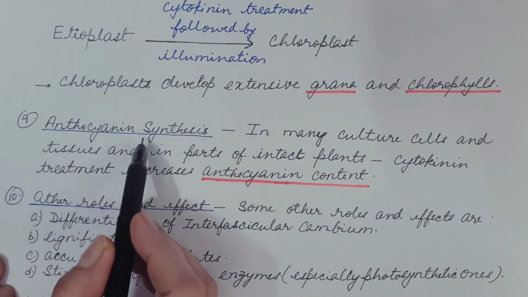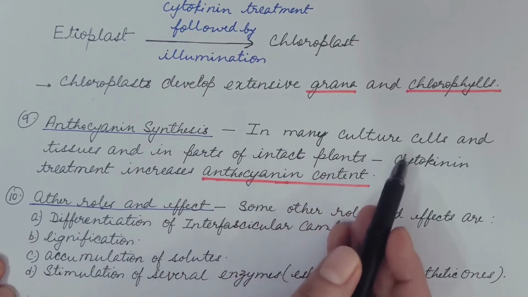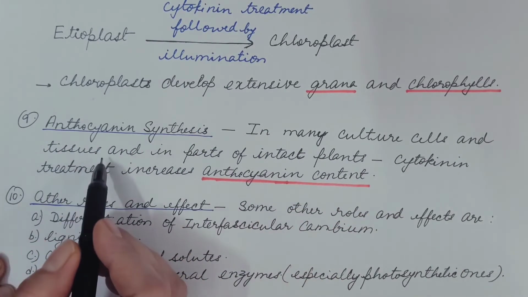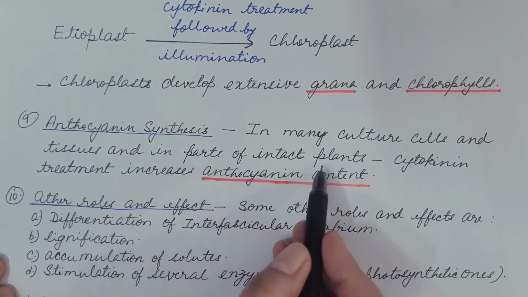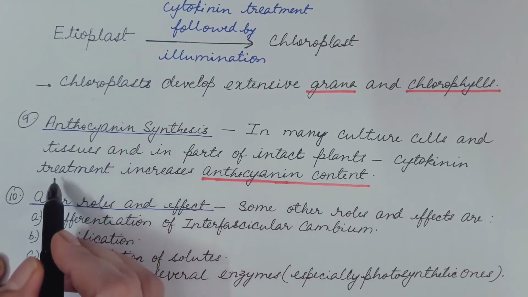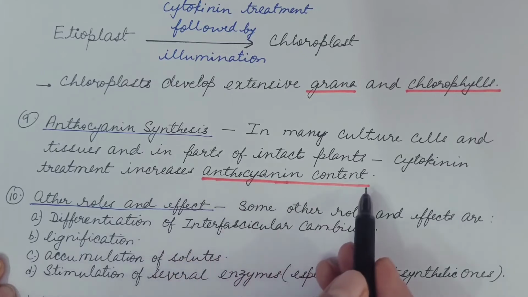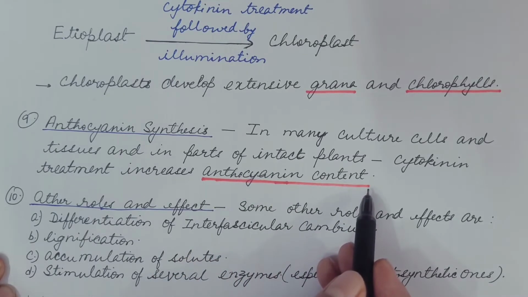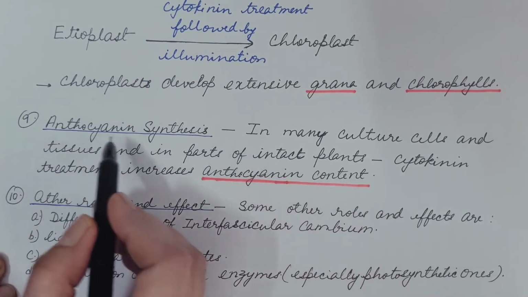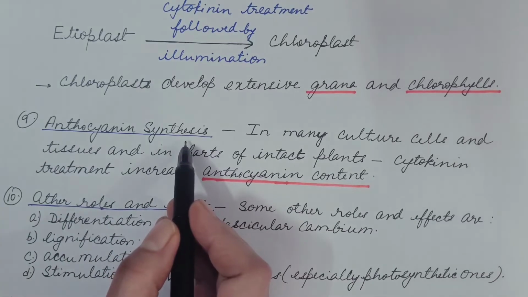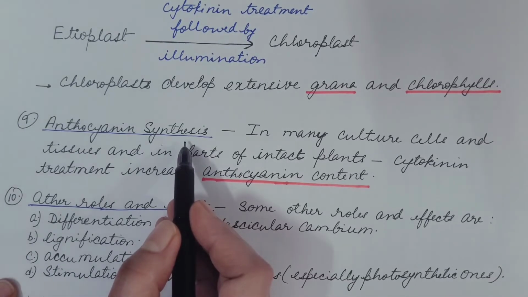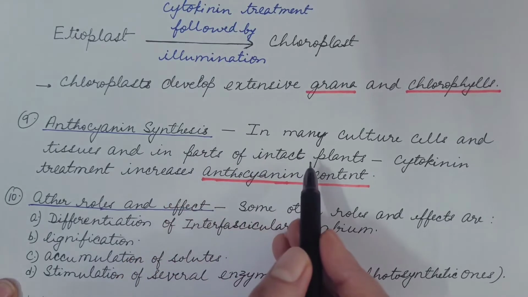9th is anthocyanin synthesis. In many culture cells and tissues and in parts of intact plants, cytokinin treatment increases anthocyanin content because cytokinin promotes anthocyanin synthesis. And what are anthocyanins? These are flavonoid pigments which are responsible for red, pink, purple and blue colors in plants.